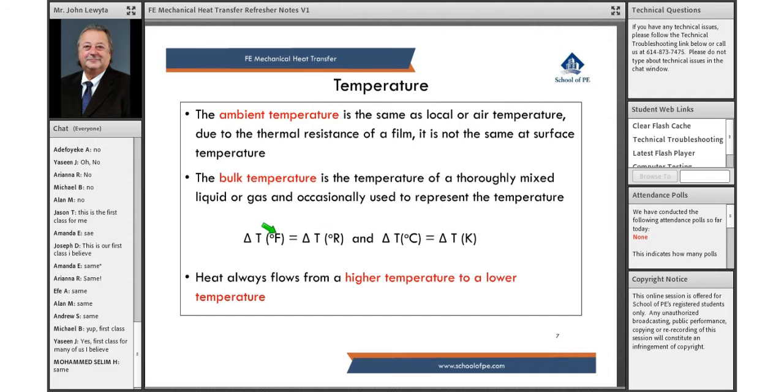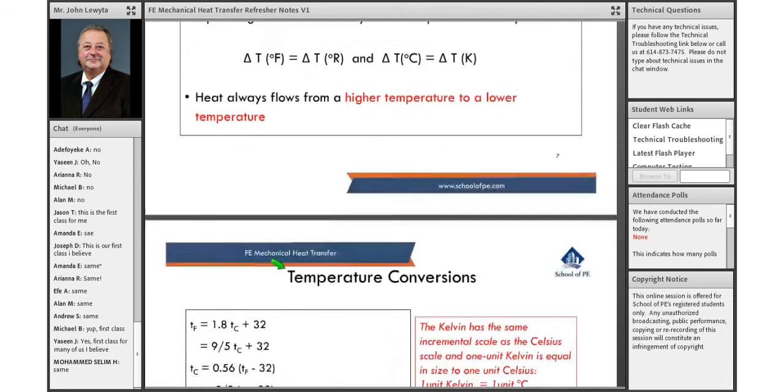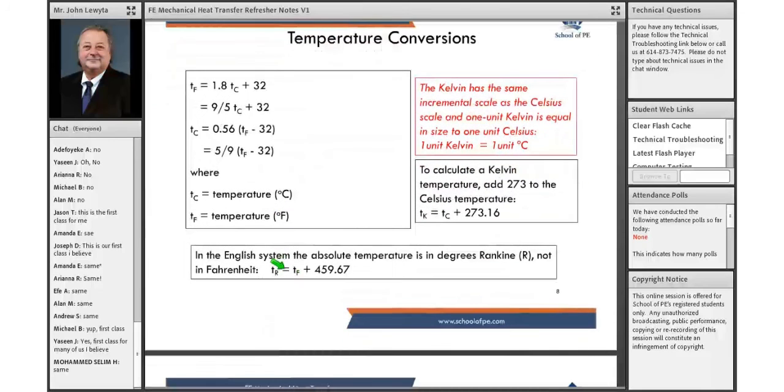So basically, delta T is the same. Save yourself a little time: instead of converting both temperatures to Rankine, you're adding it in both and subtracting it off, so it's just the difference between them. The same thing goes for Kelvin and Celsius. But anyway, heat always flows from a higher temperature to a lower temperature.